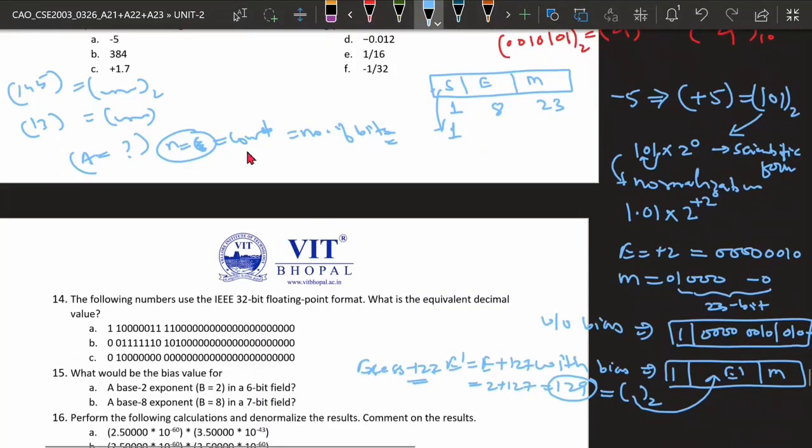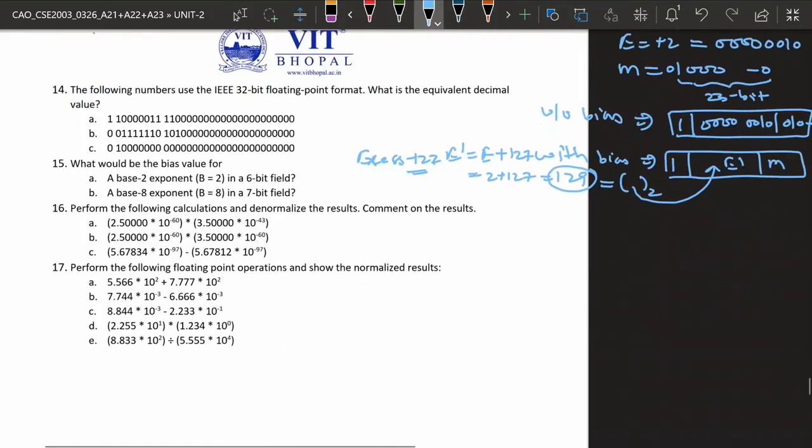Similarly, the reverse process you need to do. The 32-bit floating point representation is given. You need to find out the equivalent decimal value. So here the sign bit is 1. If sign bit is 1, that means this number is negative. If it is 0, that means this is positive.